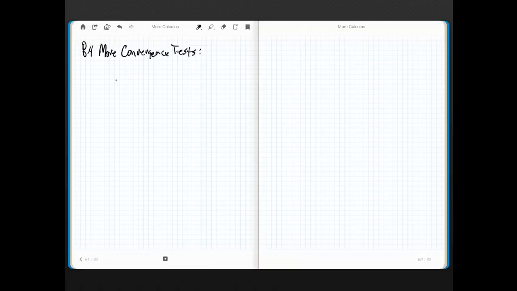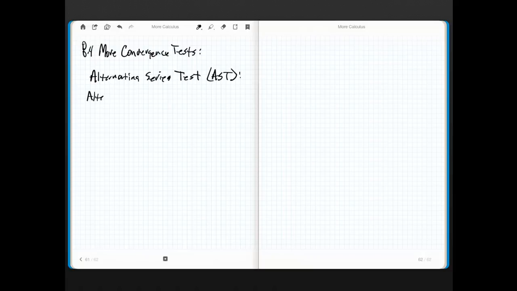The name of the first convergence test is the alternating series test. And the alternating series test is super powerful, and it leads us to something called absolute convergence, which we'll talk about here in just a sec. You can refer to this as AST. Okay? Now let's define an alternating series first.